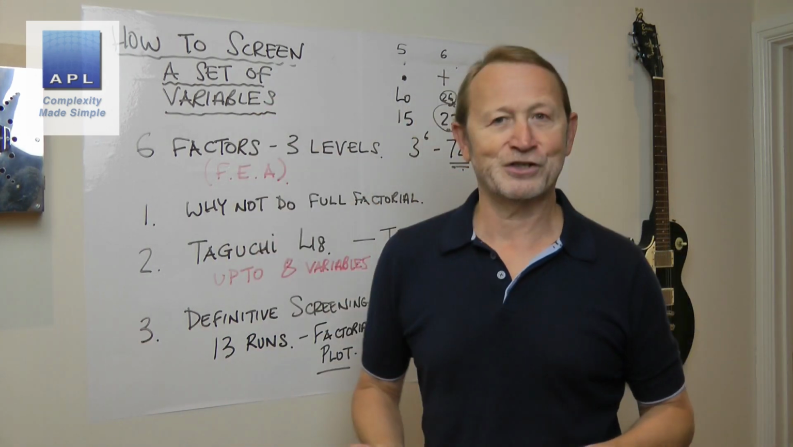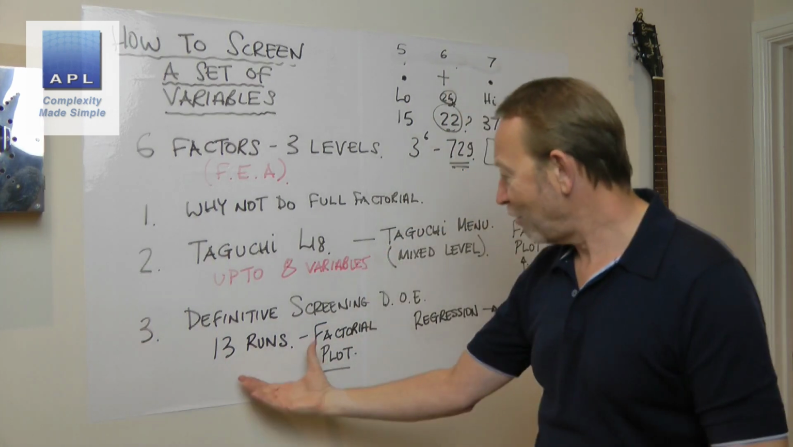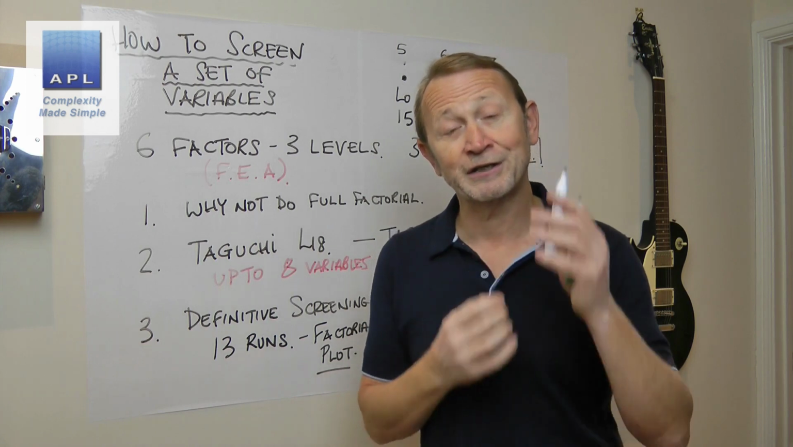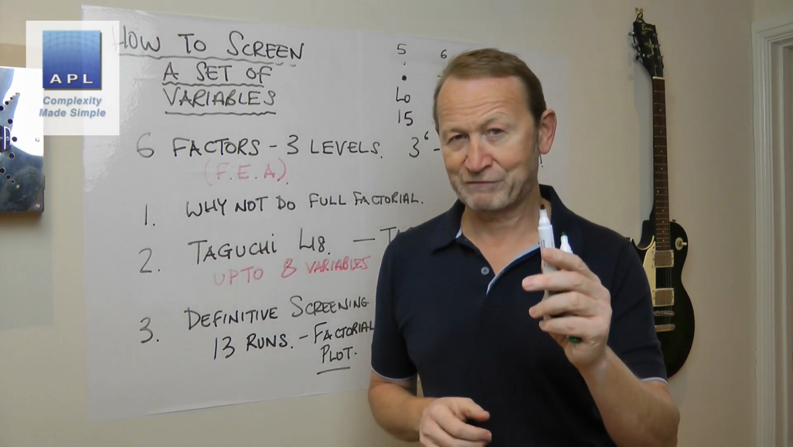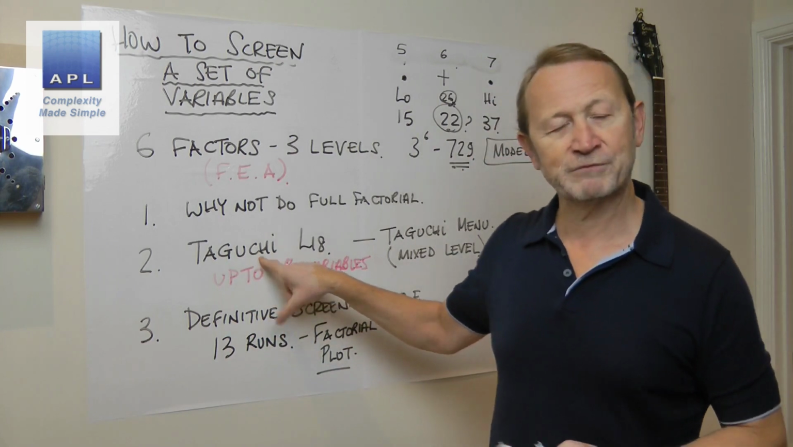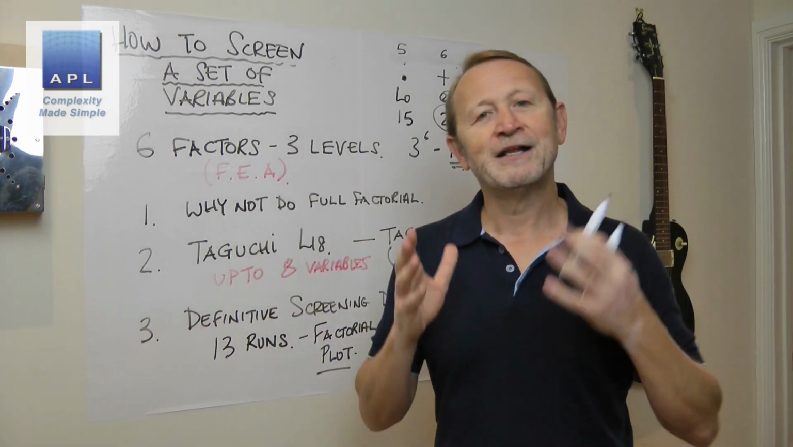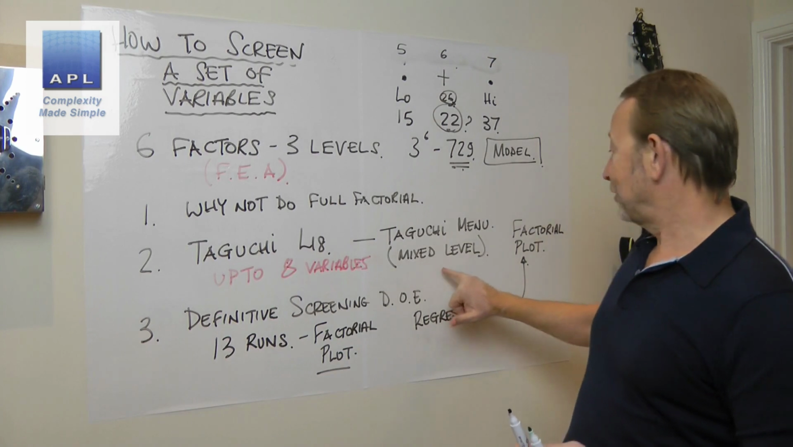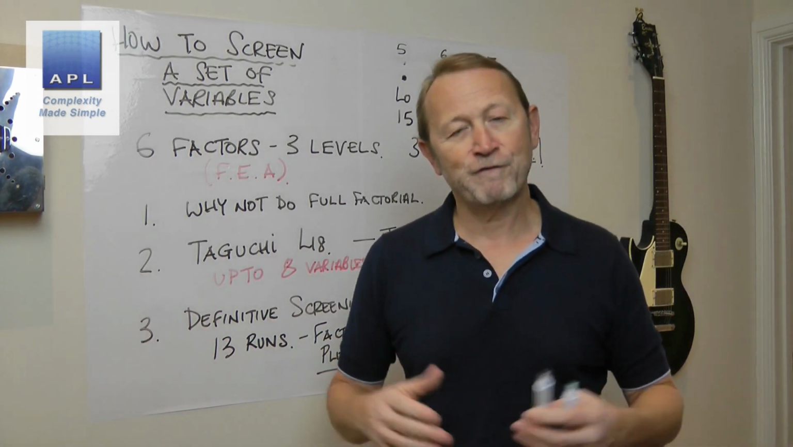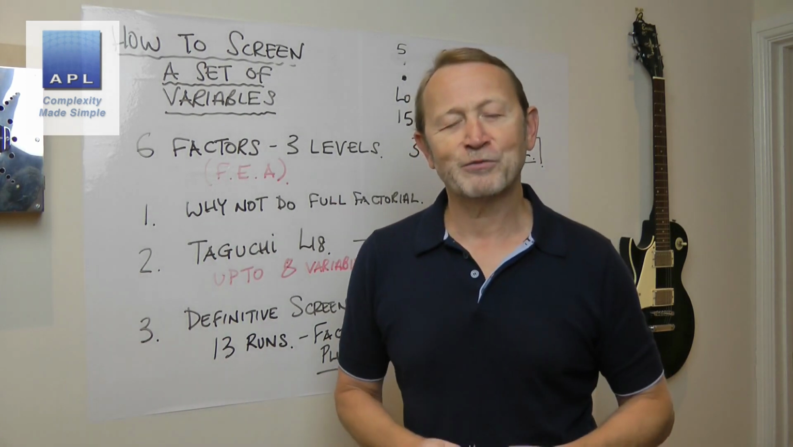There's 3 methods that you could use. Anil, I wish you luck with your 13 run definitive screening design. If you have it on Minitab 17, I don't know if it's there or not. If not, go to this one. It's only 18 runs. And you know, it'll do exactly the same thing as this factorial plot. You'll be able to screen down to 4 variables.